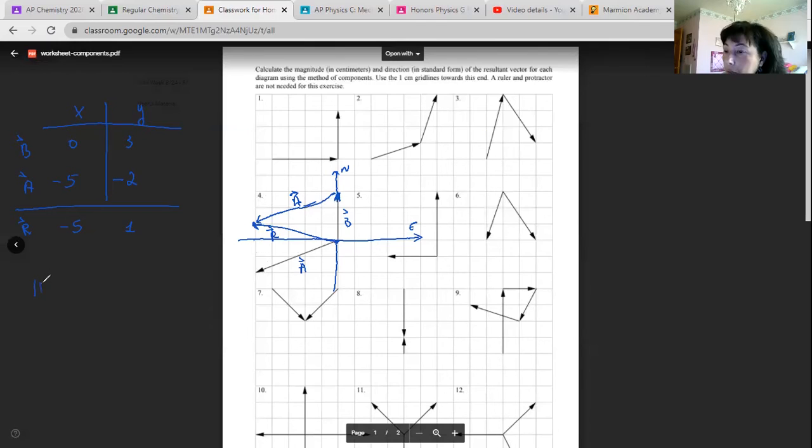So the magnitude of R is going to be square root of 5 squared and 1 squared. So square root of 26 is the magnitude. The angle is going to be the inverse tangent of rise over run. I don't need the negative because I see perfectly well where the angle is, right? Also, if this is the magnitude, okay, I'm doing rise, which is the 1, over run. So this is the angle that I'm looking for, okay?